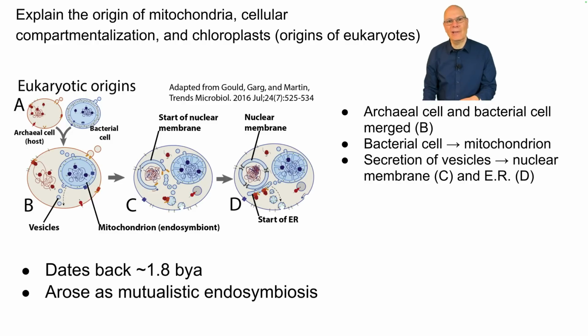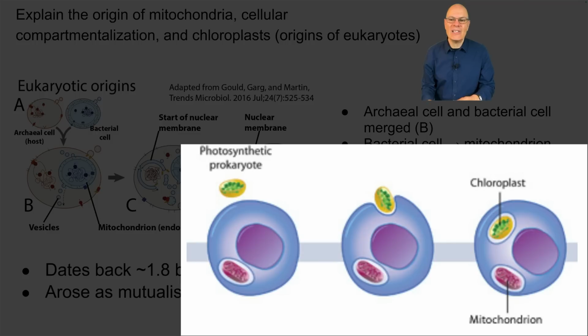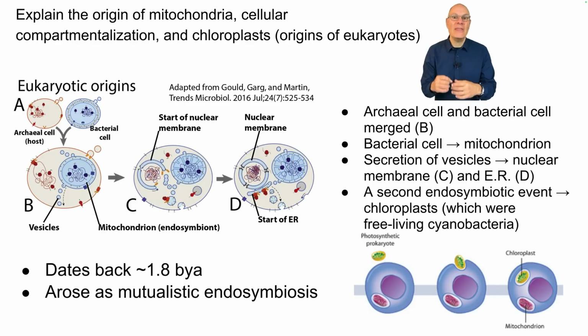That mitochondrion, still kind of the bacteria, secreted vesicles, and those vesicles became the nuclear membrane, shown over here, and it started to develop structures that are part of the endomembrane system, like the endoplasmic reticulum, which is shown over there. So that's how we have eukaryotes. Then later, a second endosymbiotic event led to chloroplasts, which were free-living cyanobacteria, entering into a eukaryotic cell, and that set the stage for algae and plants.